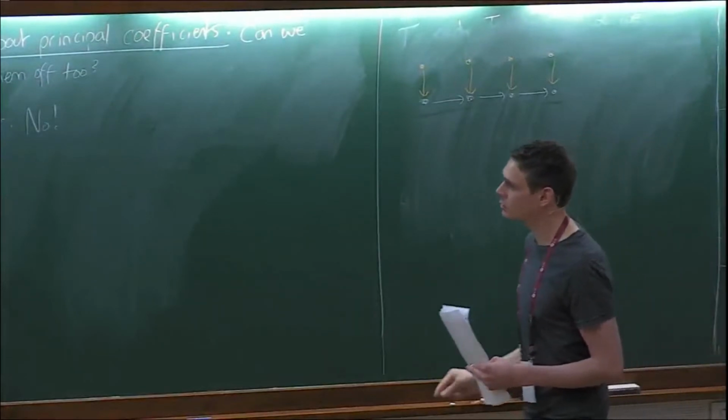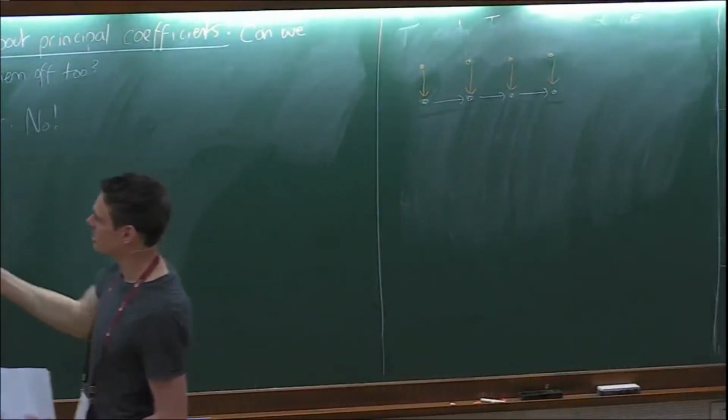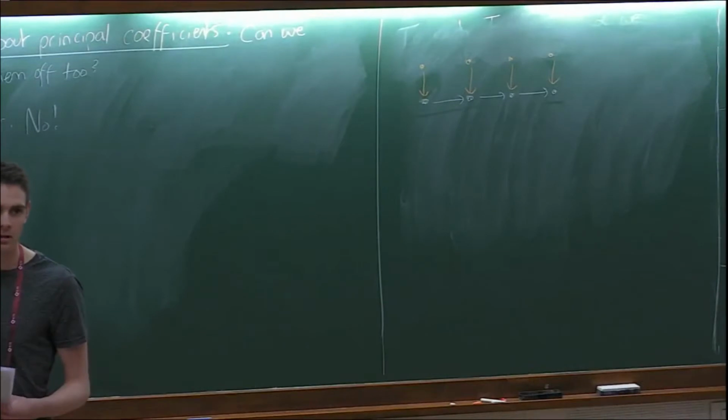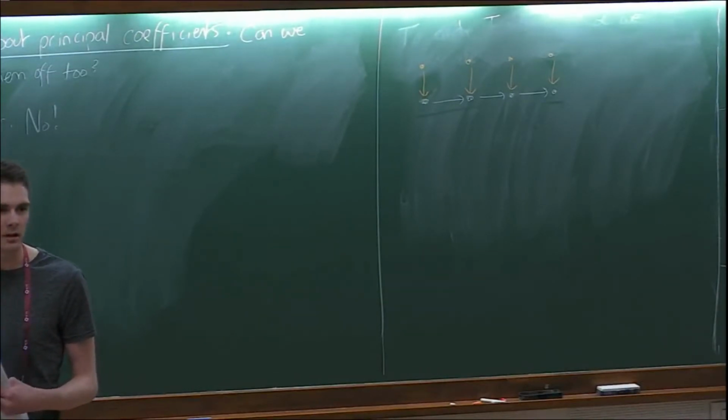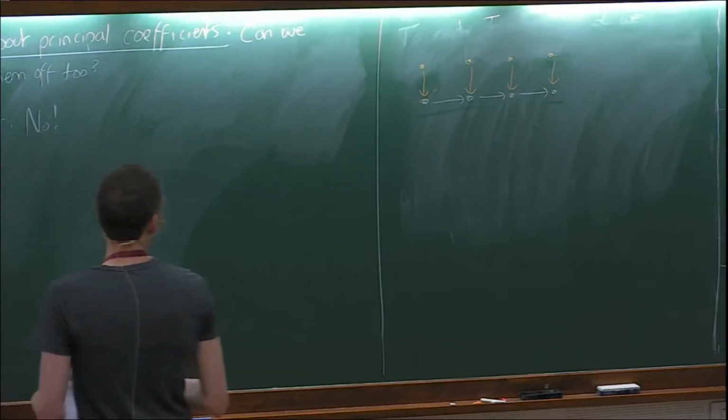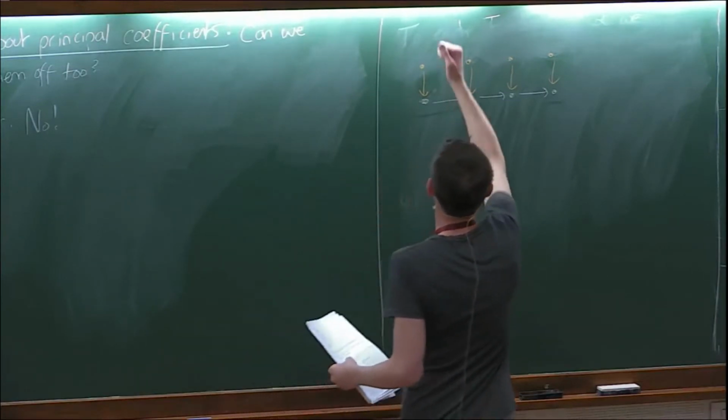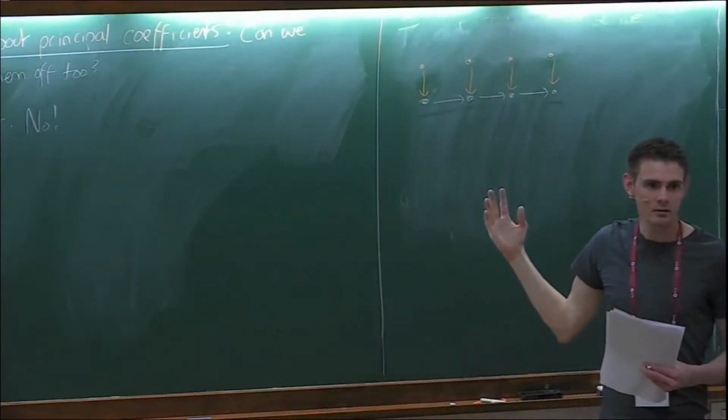It hasn't been talked about, but principal coefficients can be seen on the surfaces with laminations by adding a curve that slightly perturbs each of these arcs. Does that answer your question?